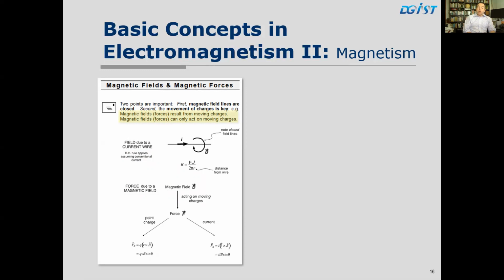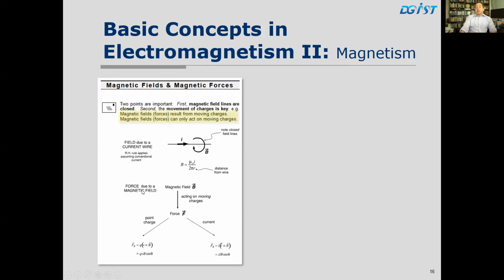And the converse is also true. Magnetic fields and forces can only act on moving or accelerating charges. So this would be the magnetic field due to a current wire, and the current is expressed by the letter I here. And this current represents moving charges as described. And then the magnetic field will be a closed loop at some varying magnitude given by this equation at a distance r from this current wire. In other words, the magnetic field will get smaller and smaller as you get away from the wire. Not an inverse square dependence, but in this case, just an inverse relationship.